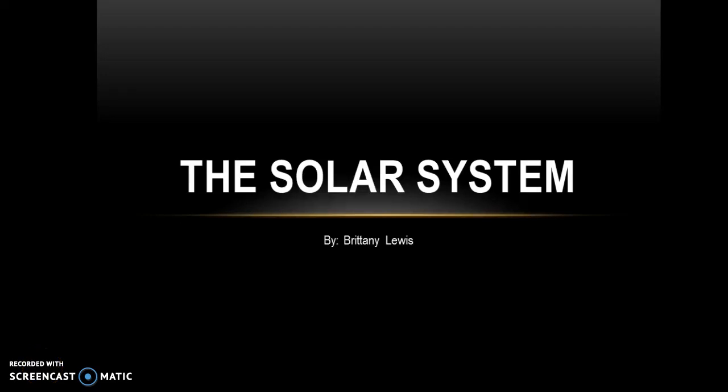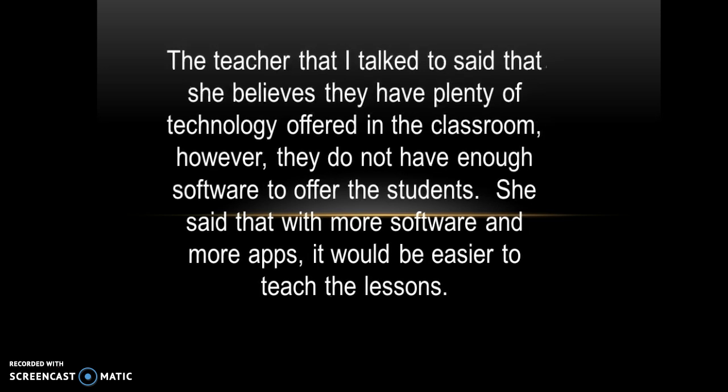The lesson that I came up with for my teacher is going to be over the solar system. The teacher that I talked to said that she believes they have plenty of technology offered in the classroom. However, they do not have enough software to offer the students. She said that with more software and more apps, it would be easier to teach the lessons to these children.